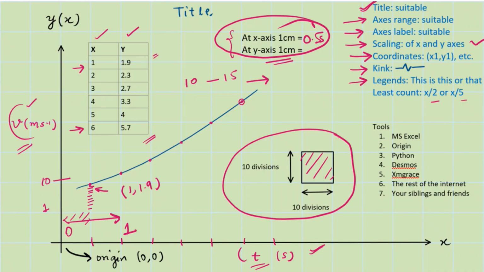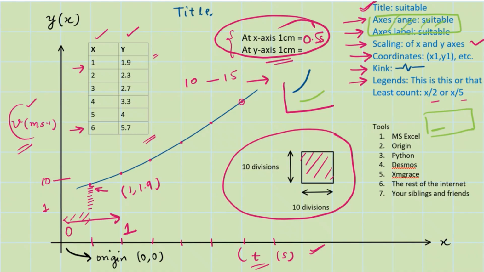Then there are legends. Legends represent different data sets present on a single graph. For example, if this data set was represented by blue color and another data set, let's say, represented by green color, I also need to mention the legends, and I mention legends here at the top where I have mentioned this stuff. So here I mention legends and I just make a box.